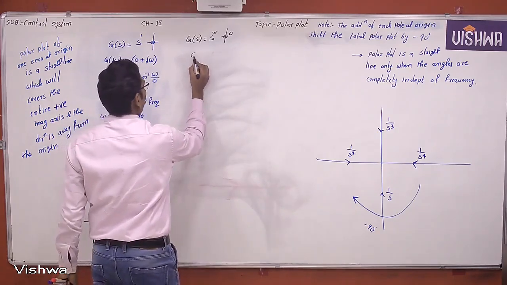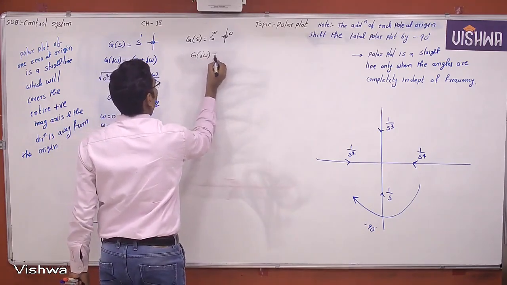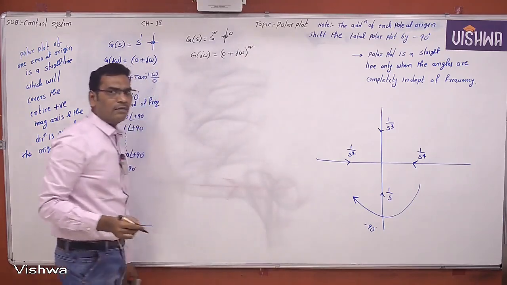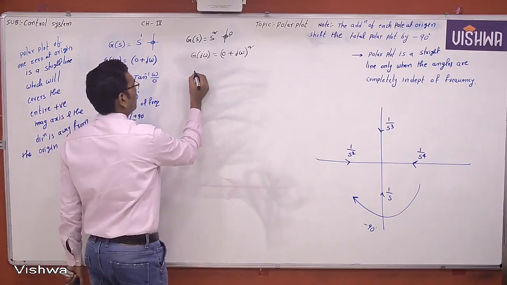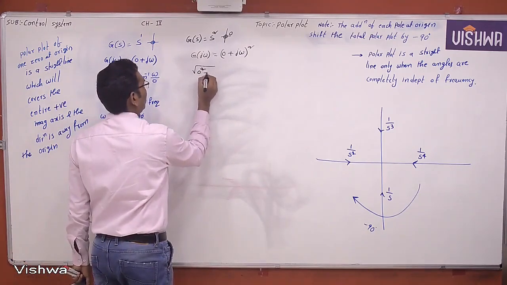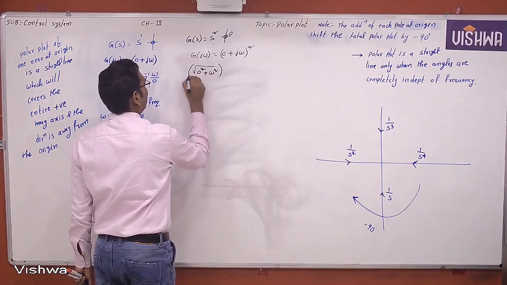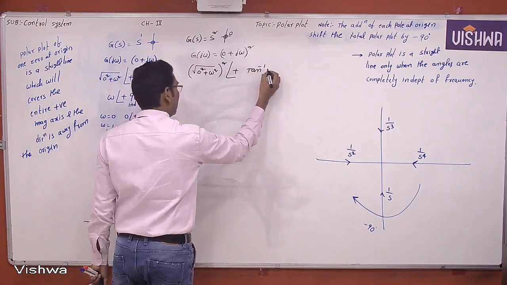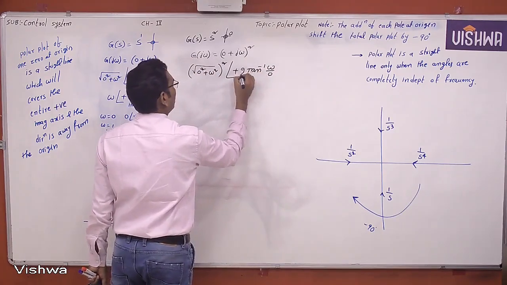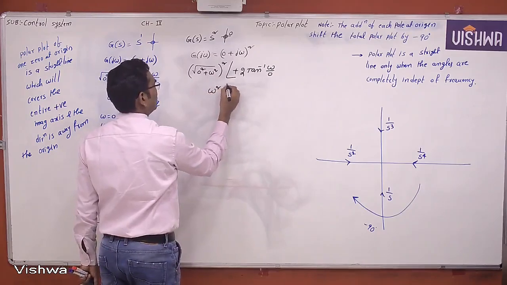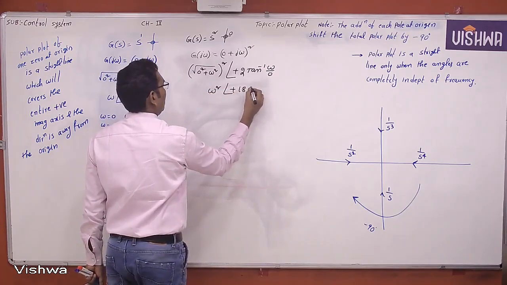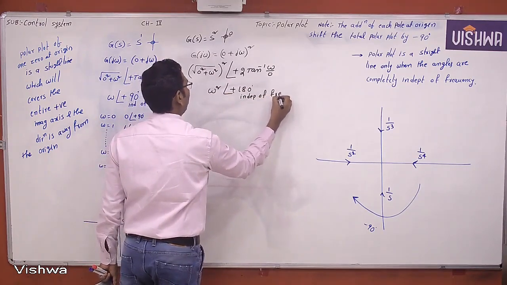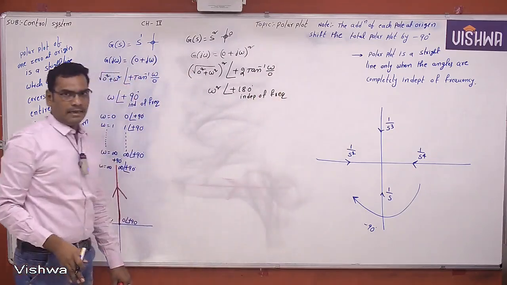Now replace s equal to j omega: G(j omega) = (0 + j omega) whole square. Therefore, the magnitude is square root of (a square plus b square) again whole square. The phase angle is plus tan inverse of imaginary part by real part, the 2 and square root cancel, omega square, plus 180 degrees. Again the phase angle is independent of frequency. Definitely the polar plot is a straight line.